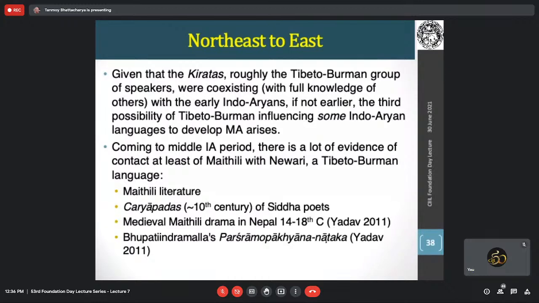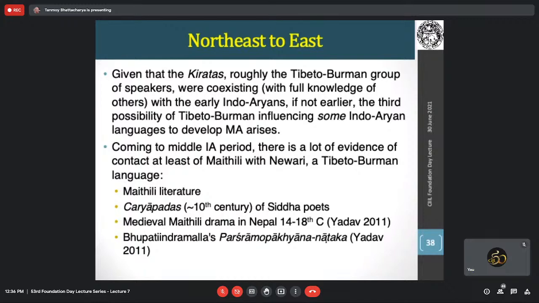And this contact of the 14th to 18th century in Nepal, because there were Maithili kings in Nepal, and there were like 5 centuries of contact with Newari and Malla kings. And this language, sort of a court language, the language these kings would talk to the people in the Kirata Desha, the Kiratas, is also Maithili, shifted from Bengali to Maithili.